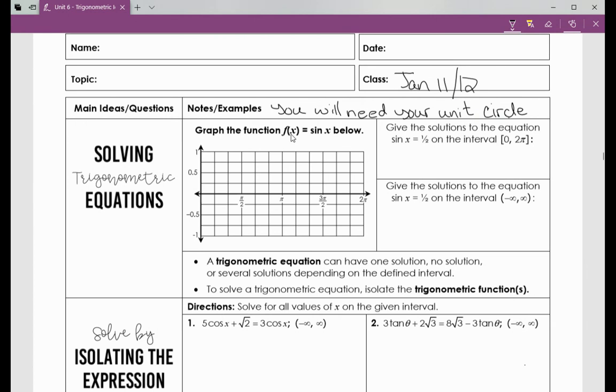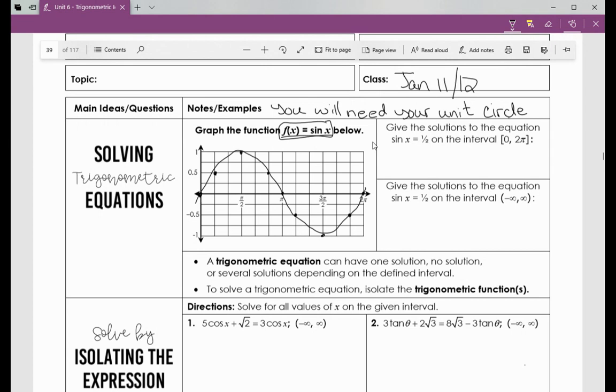So if we go back to just the basic graph of sine x, sine x looks like this. Sorry, I put that point in the wrong place. If you go back to your graphing notes where we just graphed sine x, that's what the sine wave would look like. Just a basic sine x. No shifts, no movements, no stretching, no shrinking.